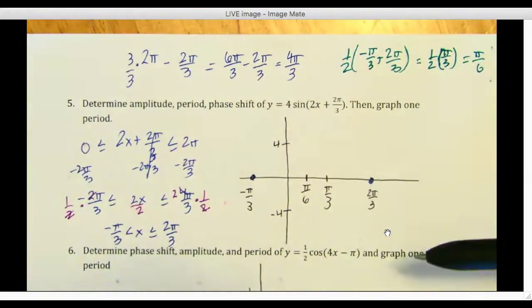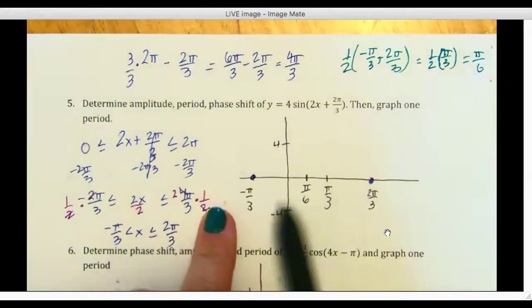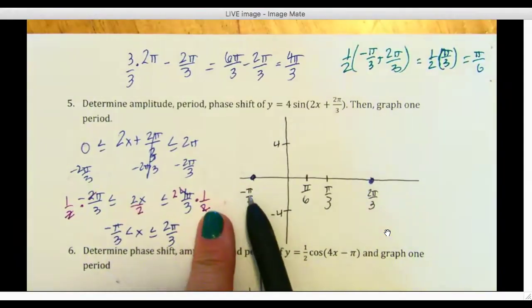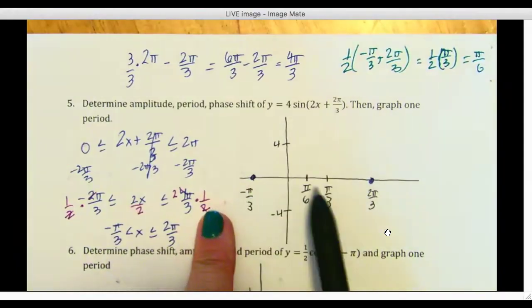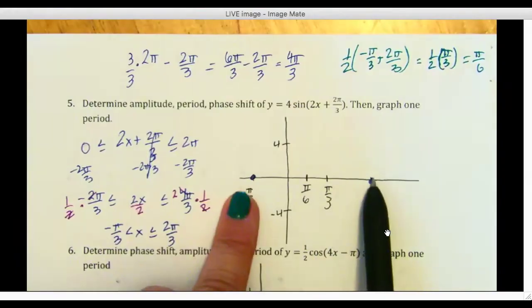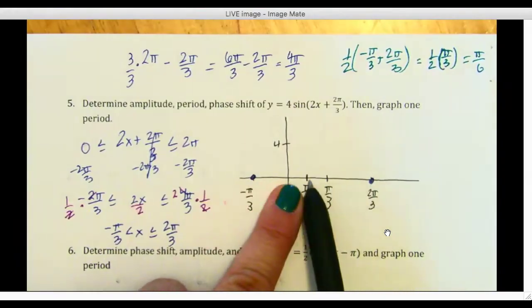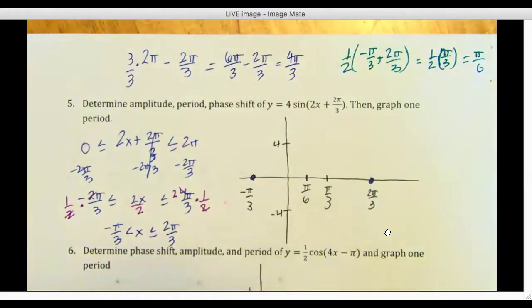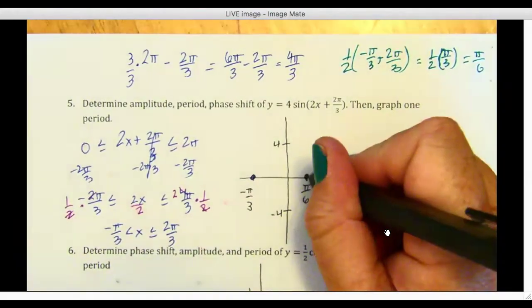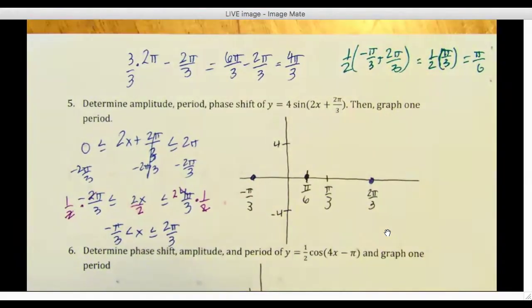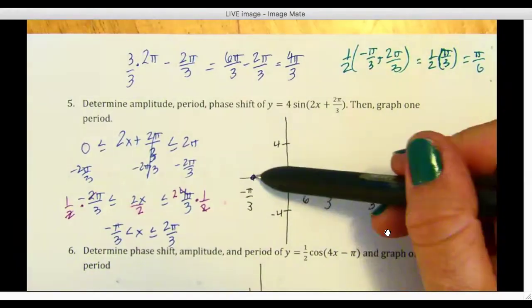The other way you could have gotten that is gone 1 unit in. So I'm counting by pi over 3s here. Negative pi over 3, 0, 1 pi over 3, 2 pi over 3. So going in 1, the halfway point between these two would be pi over 6. Remember, sine is also 0 at its halfway point. And so now I need to find the average between these two.